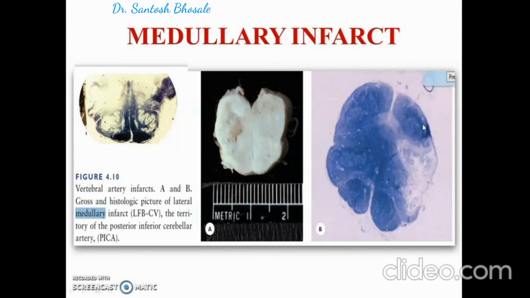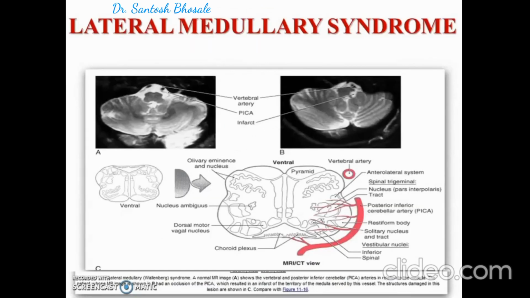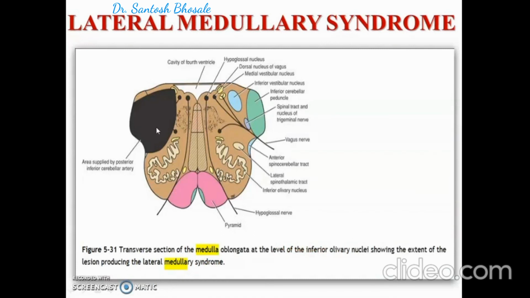Medullary infarcts affect the circumferential branches of the posterior inferior cerebellar artery, and medulla may be injured in case of road traffic accidents or other traumatic injuries. And important here is lateral medullary syndrome. It is due to infarction or thrombosis in the posterior inferior cerebellar artery supplying the lateral funiculi, containing all the important nuclei here and rootlets of the nerves.